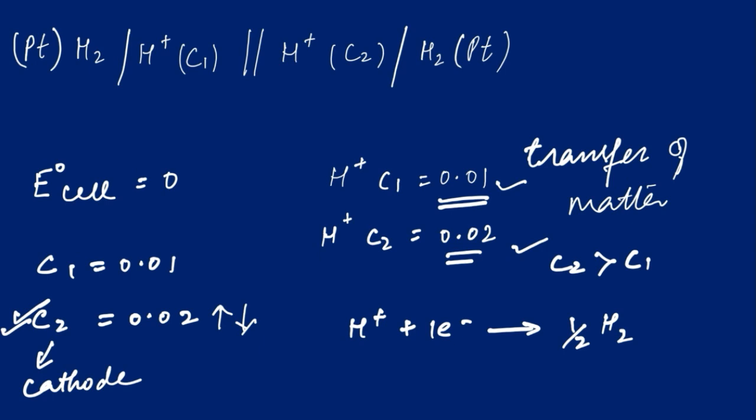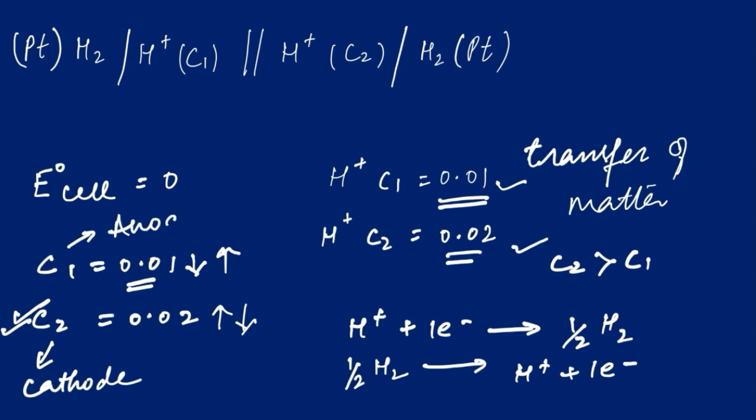The cell having lower concentration of H plus ion, here the concentration of H plus ion has to increase. How will it increase? Hydrogen will get oxidized to H plus ion, losing one electron. So oxidation will take place in the half cell having lower concentration of the electrolyte. So this will act as the anode.